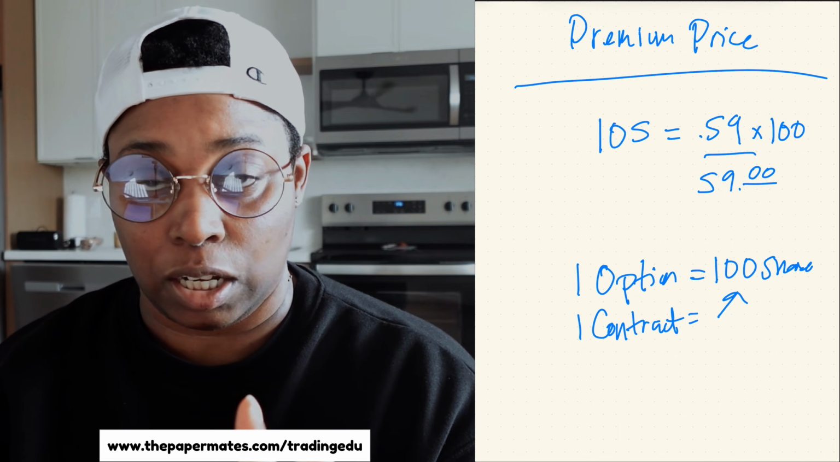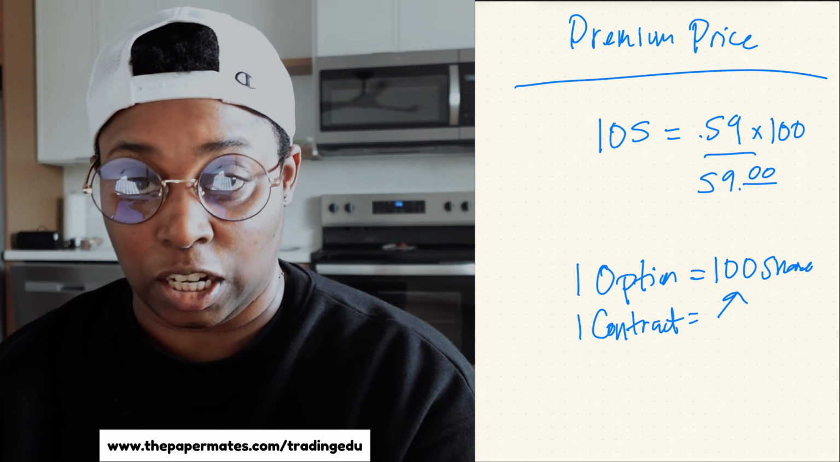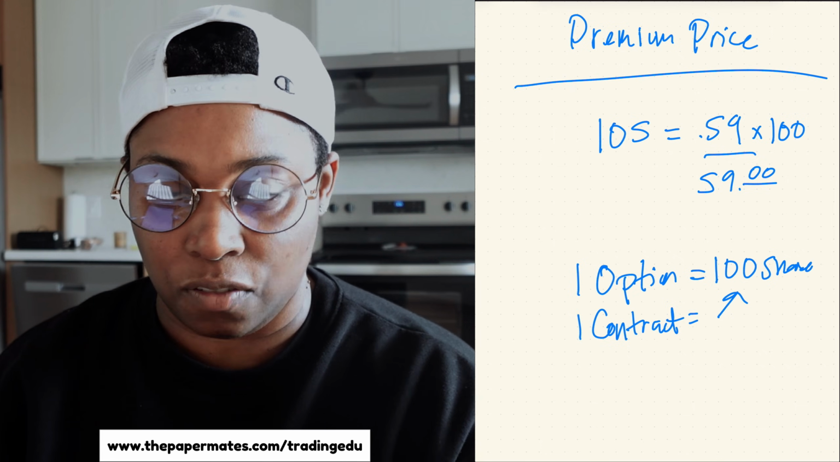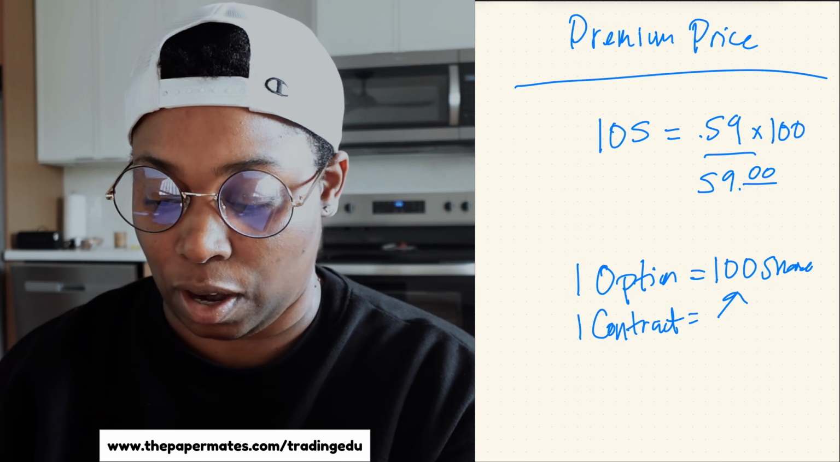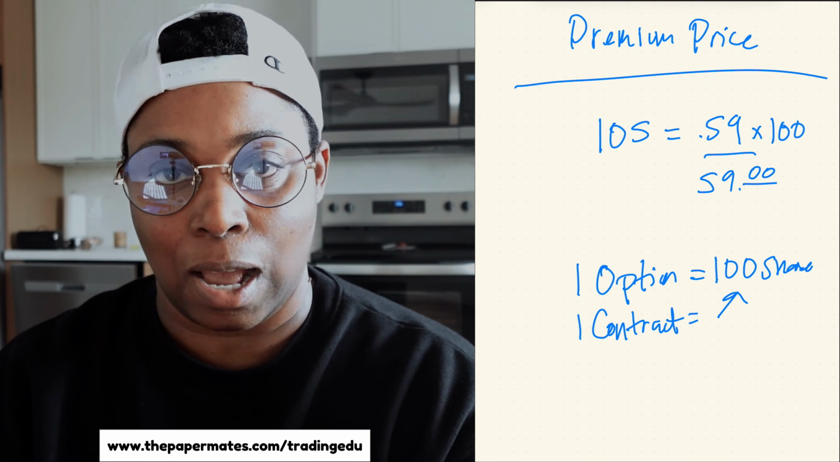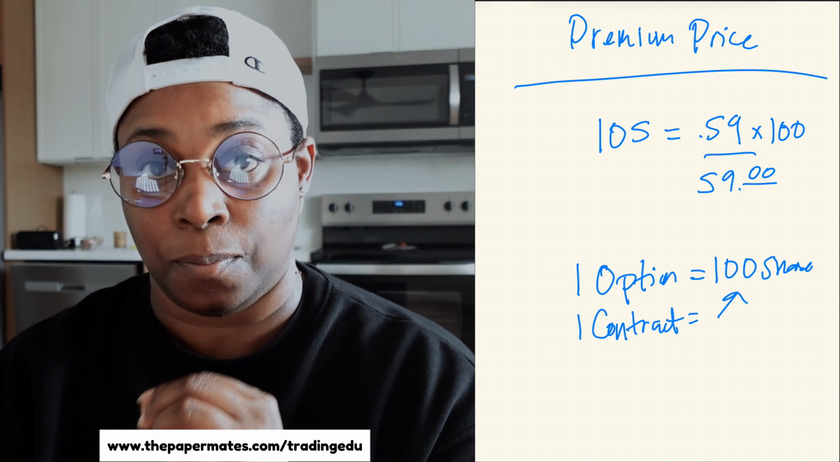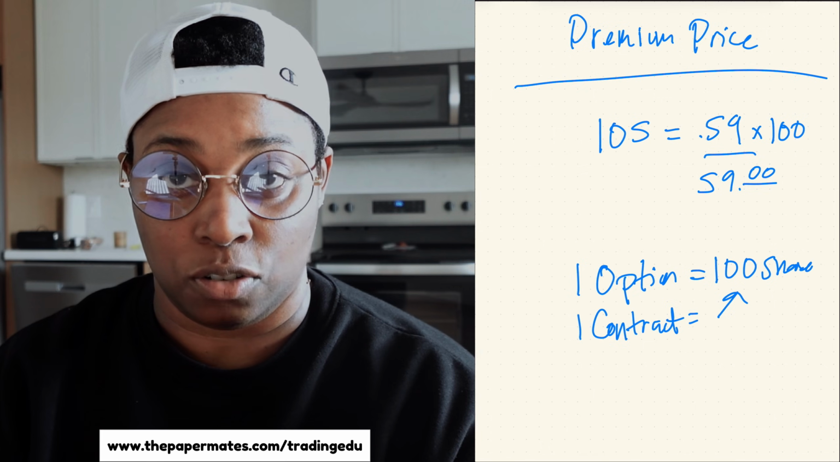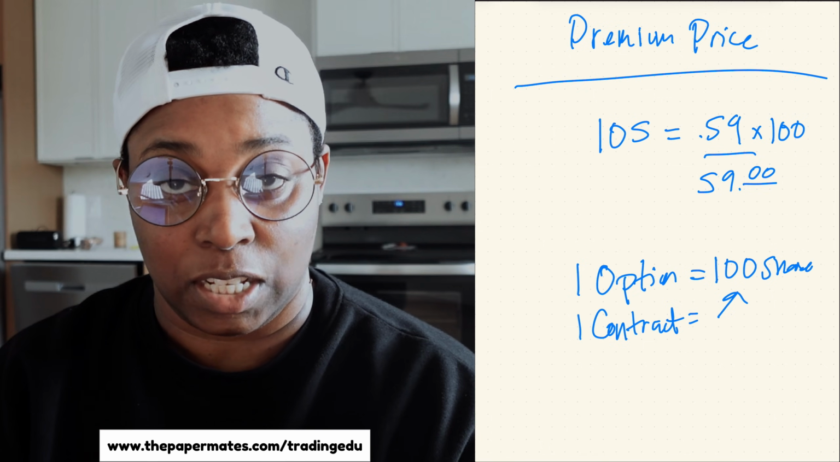Now, if you get two contracts, you get 200 shares. You get 5 contracts, that's 500 shares. So however many contracts you decide to get on a trade, you multiply it times the premium cost that you're seeing on that option chart. That will be your cost of admission to entering this trade.